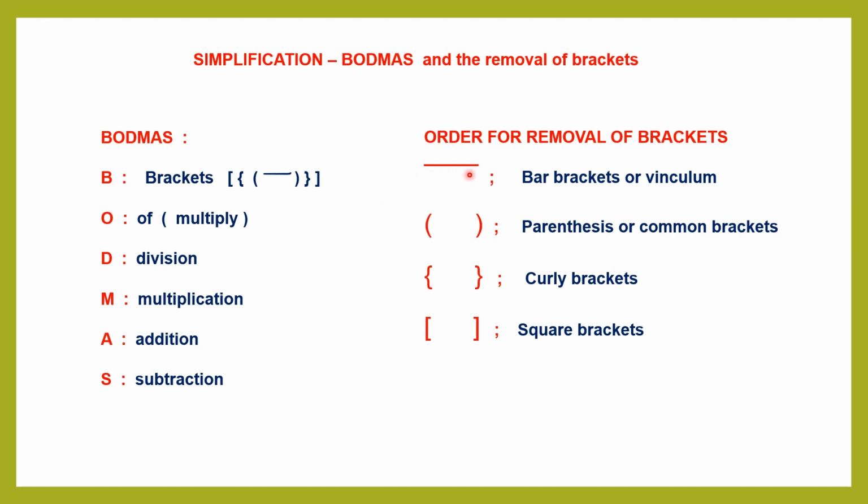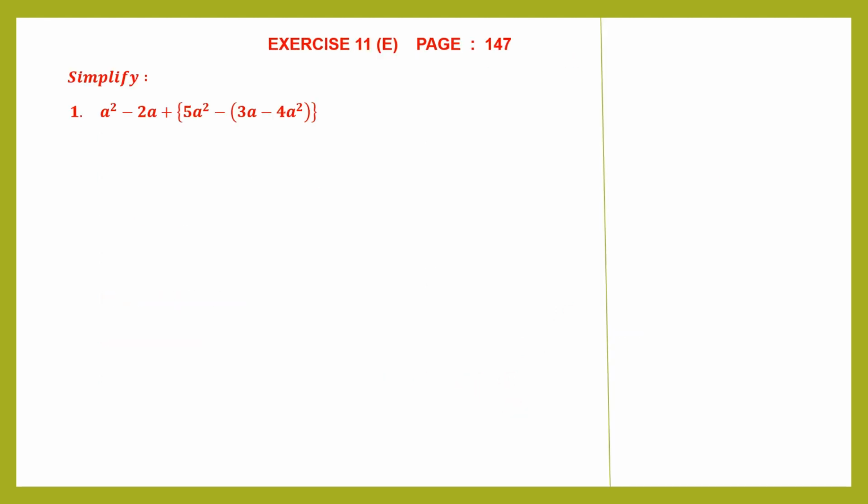Now this is the bar bracket, also known as the vinculum. This should be removed first if that is there in an expression. Then the next one to remove is the parenthesis, or the common brackets, or we call it the small brackets also. Then the next one to be removed is the curly brackets, and finally only the square brackets have to be removed. So if you have an expression which has all 4 brackets in it, this is the order to be followed. So keep this in mind as we work out our sums.